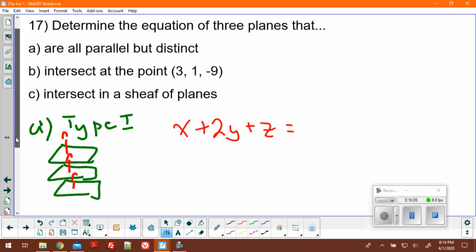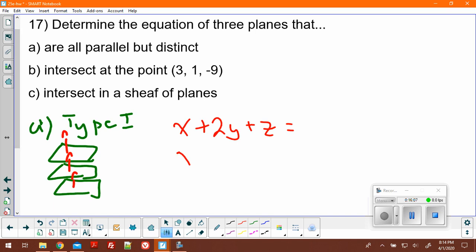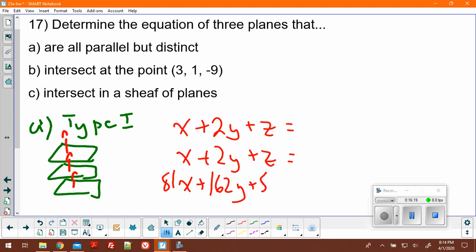I can do a second plane that's also x plus 2y plus z. And maybe just have some fun: let's make the last one 81x plus 162y plus 81z. I just multiplied my normal by 81. Okay, the second part is they're distinct, so I don't have the same plane twice. That means that my constants cannot be the same multiple.